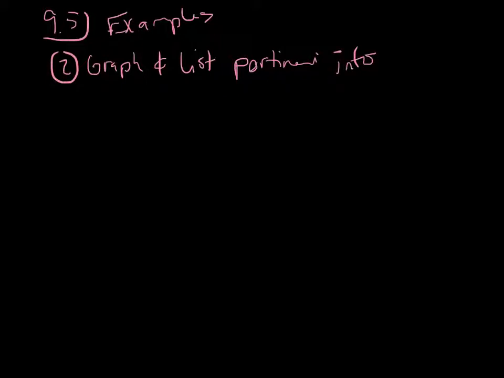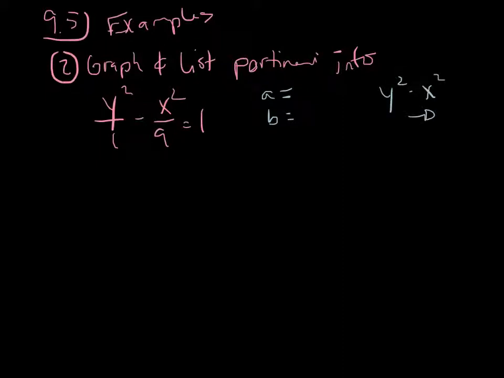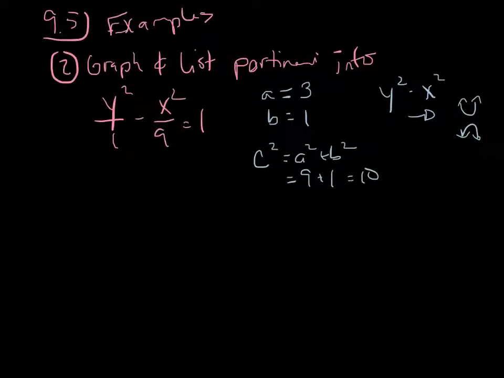Okay, so for number 2, it is the problem y squared over 1 minus x squared over 9 equals 1. So we start with what's A, what's B, which way does it open? It's y squared minus x squared, which implies that it's vertical. A is equal to 3, B is equal to 1. So our c squared is equal to a squared plus b squared, 9 plus 1, or 10. So c is equal to the square root of 10.